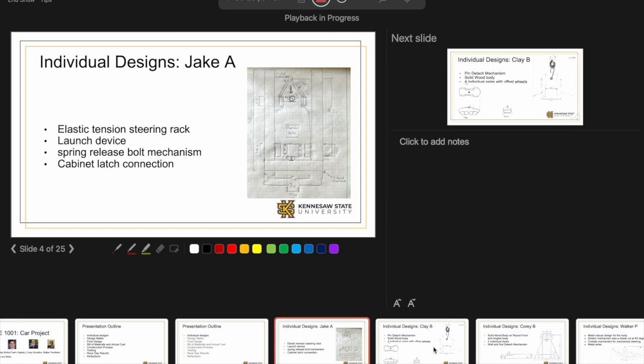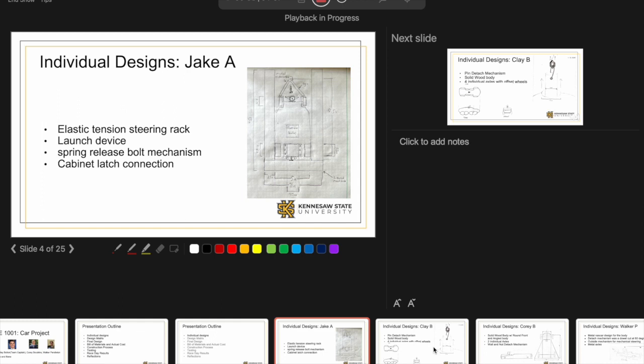And the mechanical steering, which is a real elastic tension steering rack, is very interesting to say the least. That was the design that he had, and we had to use green paper, which is used in a lot of engineering classes. We're just starting to get used to it. So that's pretty much it in terms of this design here.